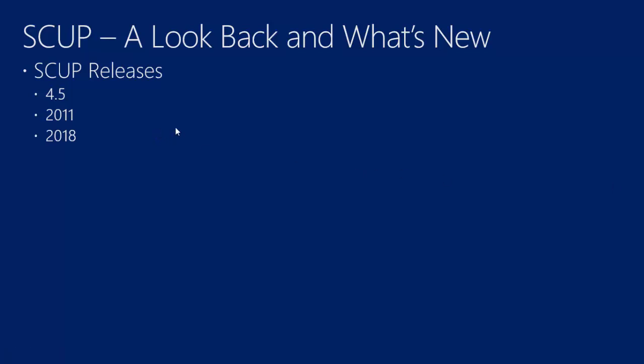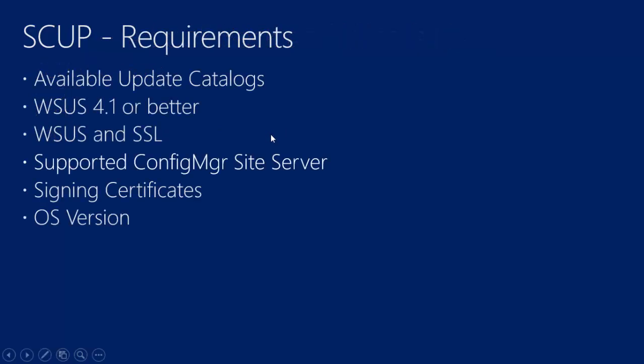All right. So in terms of requirements for SCUP, just a few things. You do need an available update catalog that you can then use to publish different updates to WSUS. This can again be vendor provided or custom created. It can use the updated or the legacy catalog format. Again, more discussion of that near the end. I'll just touch on it a bit; we're not going to get too deep into it. You also need WSUS 4.1 or better.